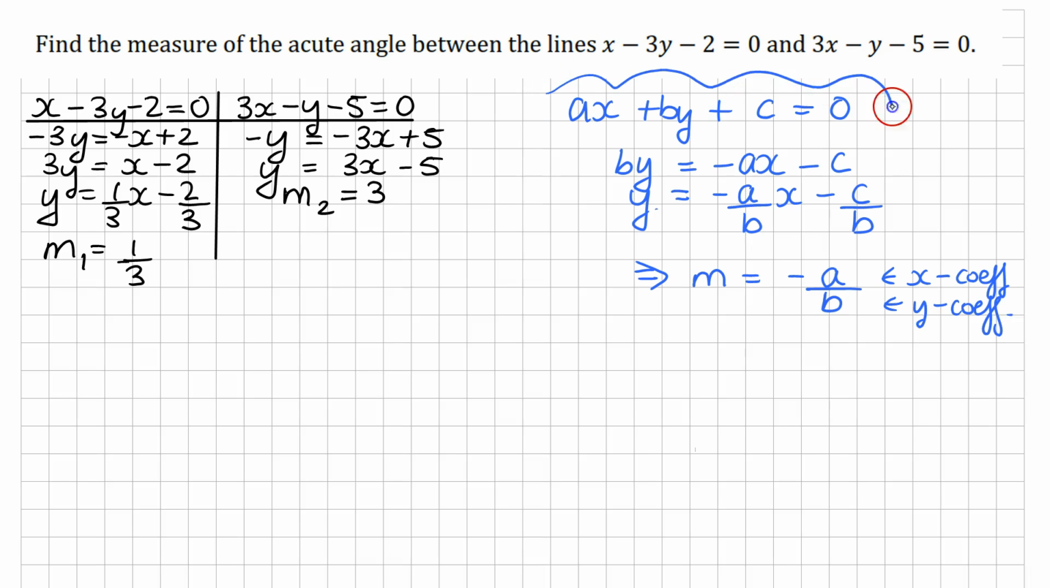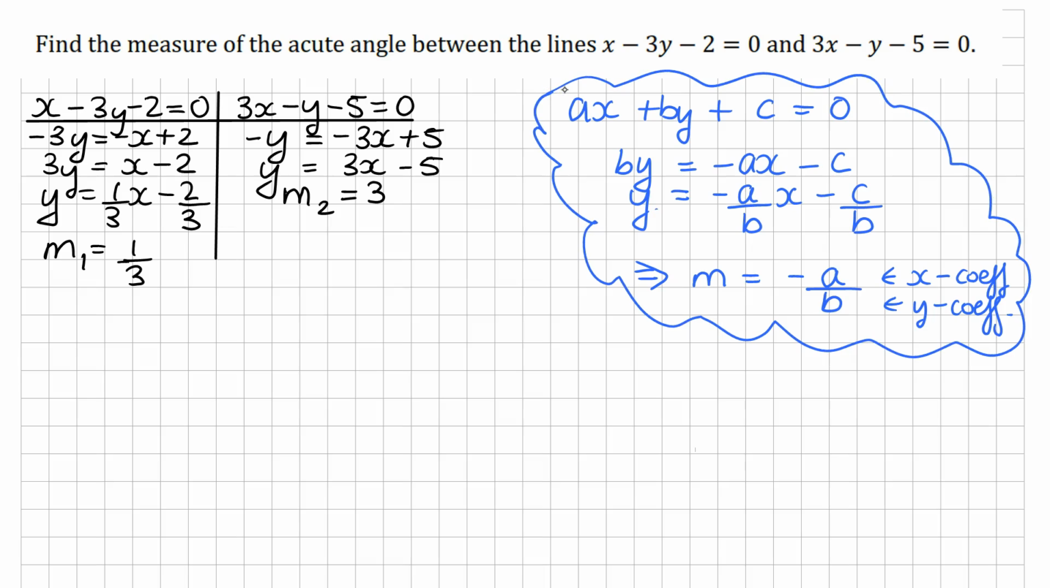Now we just need to be careful if you are going to use that method. It is nice and quick, but you need to make sure that your line is in the form ax plus by plus c equal to 0 first of all. So if we see it here, the coefficient of x was 1, the coefficient of y was minus 3, so 1 over minus 3, change the sign, will give me 1 over 3. Here we have 3 over minus 1, and a sign change would give me my 3.